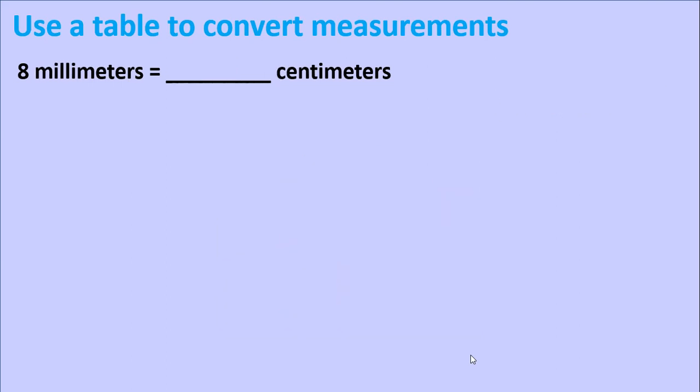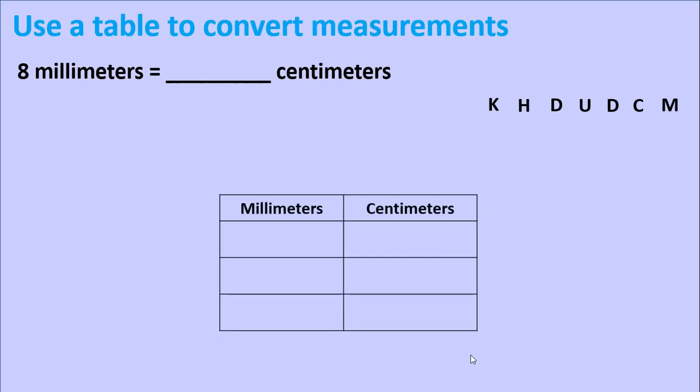Now we have 8 millimeters and we want to rewrite that as centimeters. King Henry died unusually drinking chocolate milk. Here's our table. Millimeters is at the start because that's our starting unit, and centimeters is at the end of the table because that's our ending unit. We're going to underline the M and then underline the C. We can see we're moving over one place.